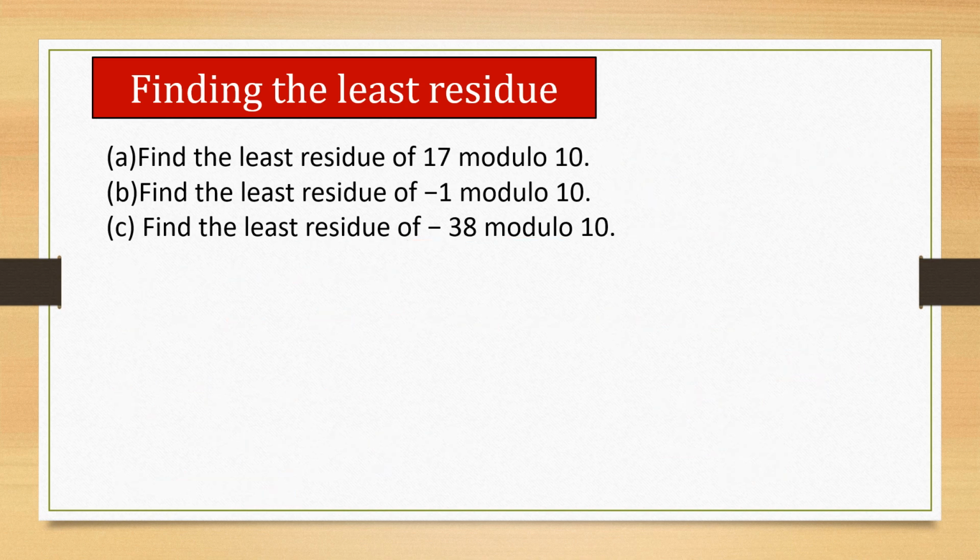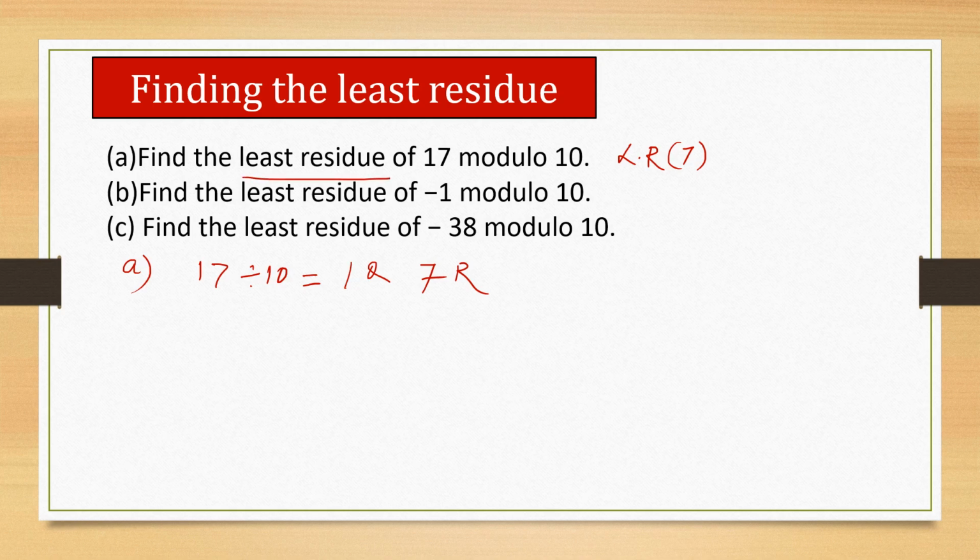Next, least residue of 17 modulo 10. I've taken some examples of modulo 10 because this is very important to find the last digit of a number when raised to a certain power. It is asked in many competitive examinations. So A is 17 divided by 10. It is easy. Quotient is 1 and remainder is 7. So this is your residue. Least residue is 7, the smallest one.